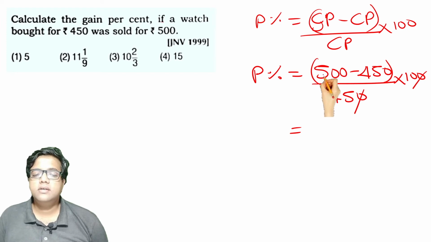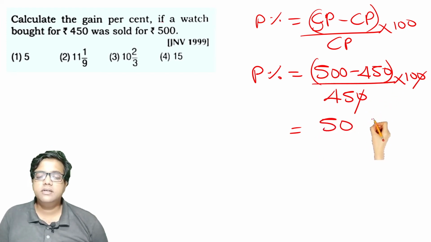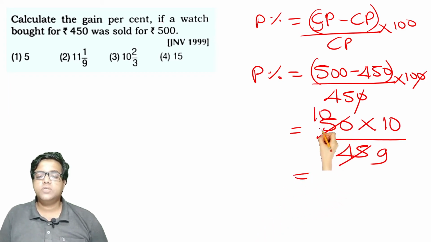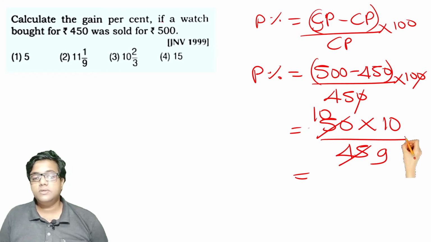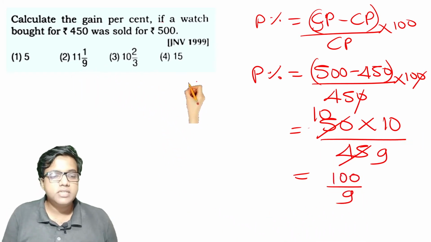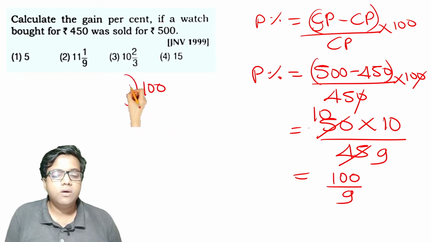1010 goes away, right? So 500 minus 450 will leave you with 50 into one more 10 is there by 450 is there. So 5 nines are 45 and 5 tens is 50, right? So 10 into 10 will give you 100 by 9. So we need it in a mixed fraction here somewhere. So that's why we will do the long division here.